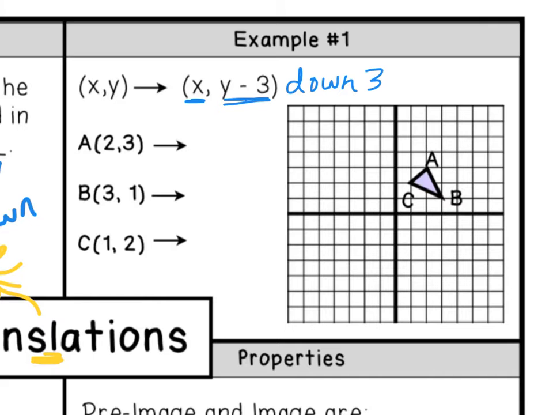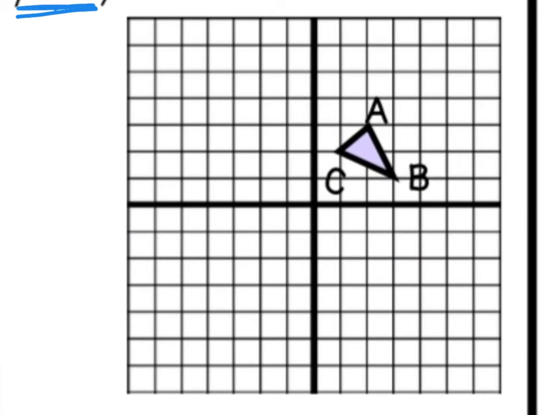So let's look at our original points here. So our point A right here, the x value would stay the same, but the y value would go down 3 spaces. So we'd move our A or slide it down here, and we now call it something new. It's called A prime.